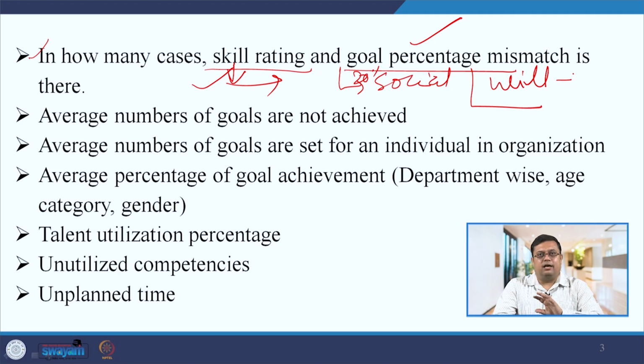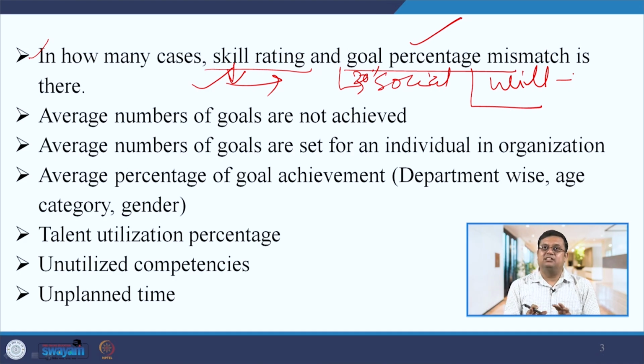So now, I hope you can understand how this performance analysis will give you the lead for designing the compensation. That compensation analytics we will discuss next session. But as of now, I am just trying to make you understand how you can use this goal setting sheet for effective designing of compensation, right.